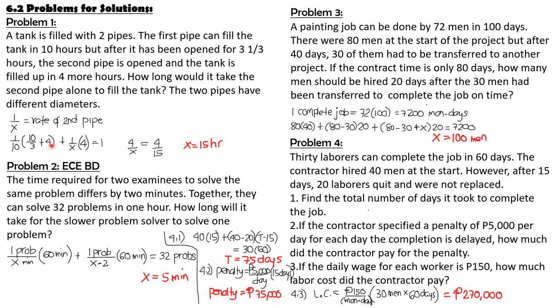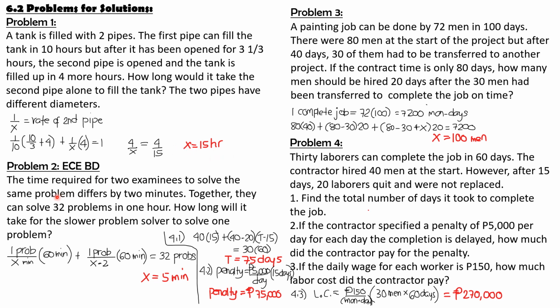Then for the second pipe, that is the rate, and it is only open for 4 hours. So that's why we equate it to one complete job, because the tank is full. So simplifying, 4 over x equals 1 minus this term here, 4 over 15. So x is 15 hours.